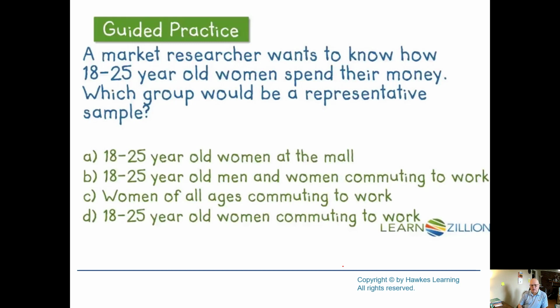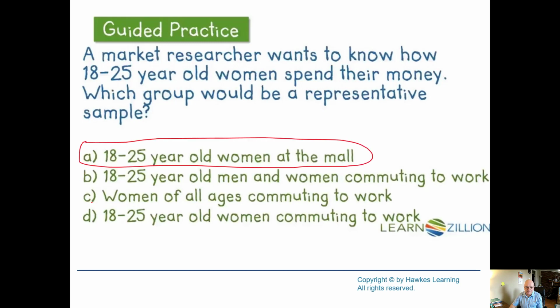Here's another example. You want to know how 18 to 25-year-old women spend their money. I'd like to know that too, but fortunately, I don't have any daughters that are 18 to 25, and my wife isn't 18 to 25 either. I'll tell you that right off the bat. So which of these groups would you use as a sample? Would it be A, B, C, or D? On your piece of paper, choose one of those four. Pause if you need to think about it, and then move on.